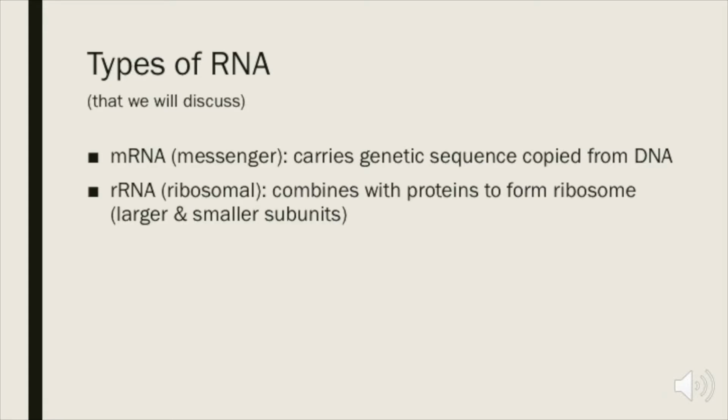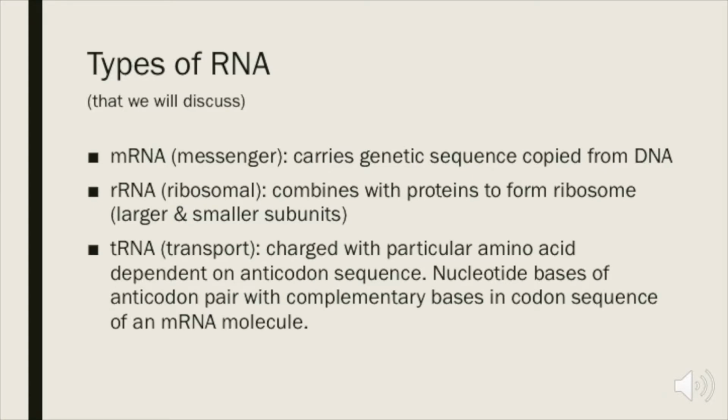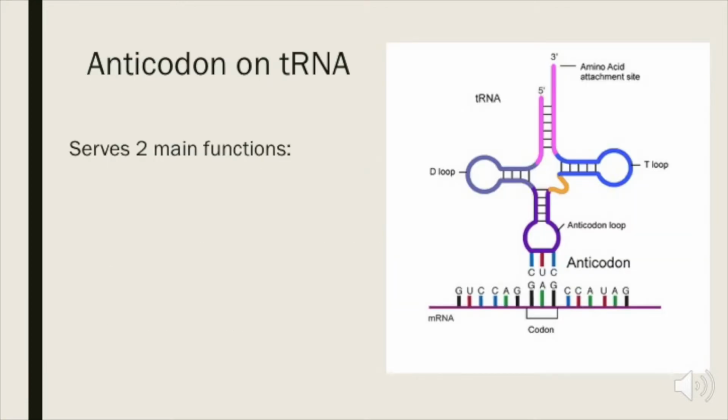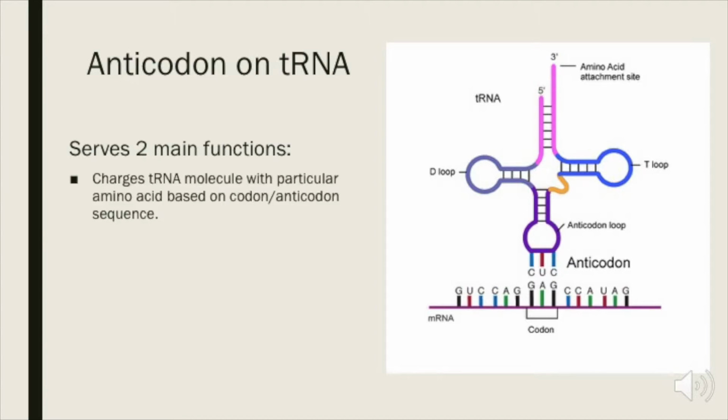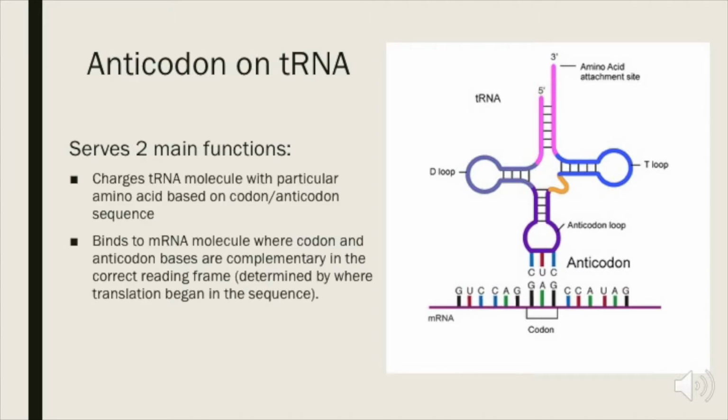The function of rRNA is to combine with other proteins to form these ribosomes, which again are the site of translation. The last of the RNA we will look at is transfer RNA, tRNA, which houses a specific anticodon, or set of 3 bases in a particular location on the tRNA molecule. The anticodon sequences serve 2 roles. One, it charges the tRNA with a particular amino acid. The second role of the anticodon is to pair with codons in the mRNA.